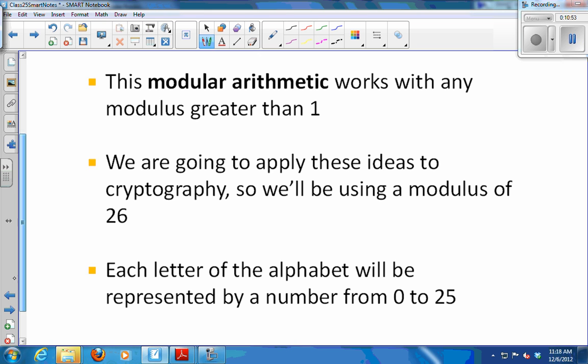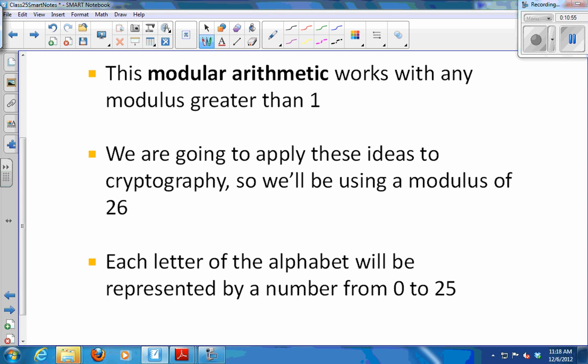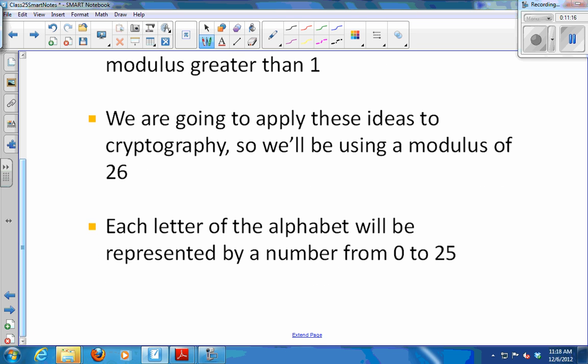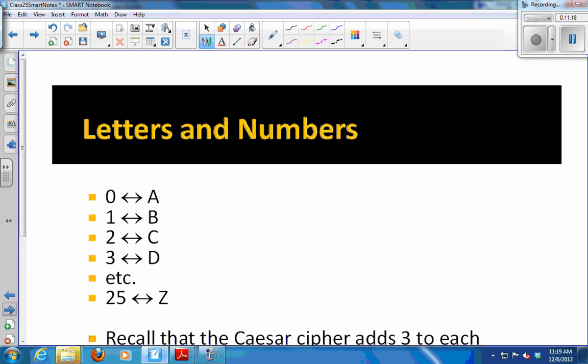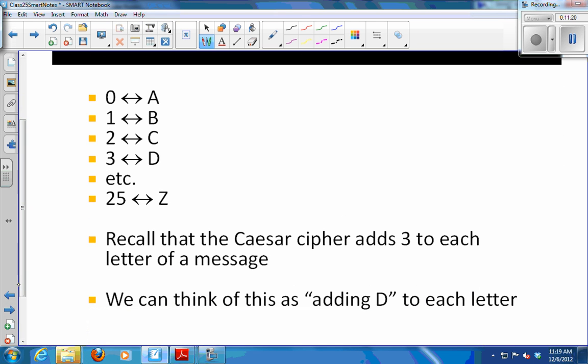So we can do modular arithmetic with any modulus bigger than 1. You can use any number as the number you divide by. And we're going to apply these ideas to cryptography, which means we're going to use a modulus of 26. Why do you think 26? 26 letters in the alphabet. So each letter of the alphabet is going to be represented by a number from 0 to 25. So 0 is going to be A, and 1 is going to be B, 2 is going to be C, etc.